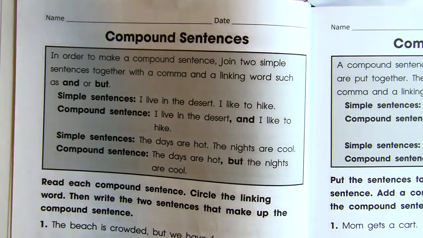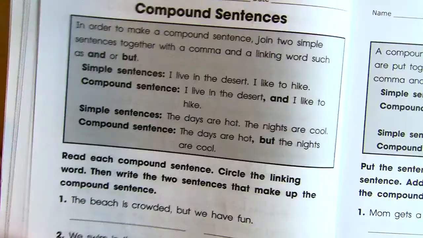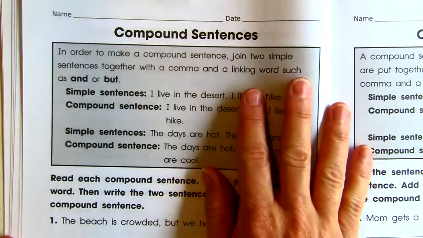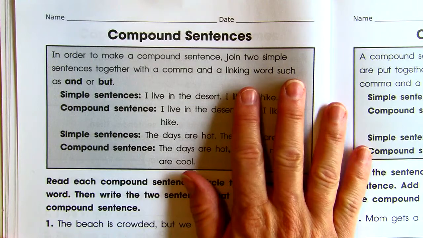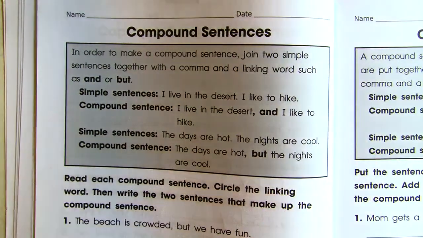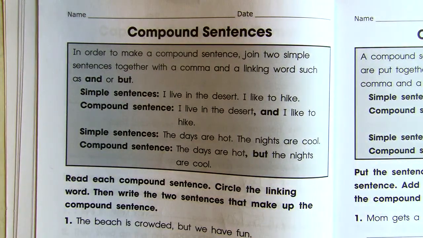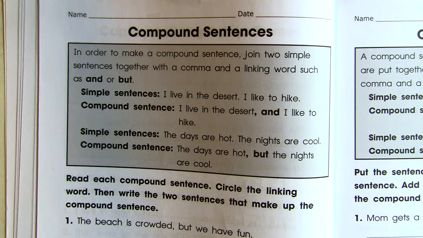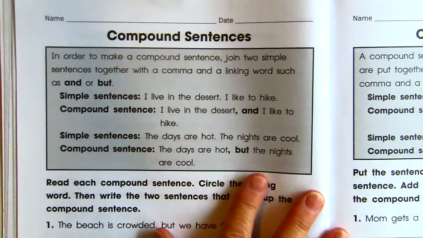Hi, everybody. We are working in our grammar book, pages 22 and 23. And this week we're going to be talking about compound sentences. A compound word is when we take two words and we put them together, like rainbow. There are two words, hot and dog. We put those two words together and then it's a compound word.